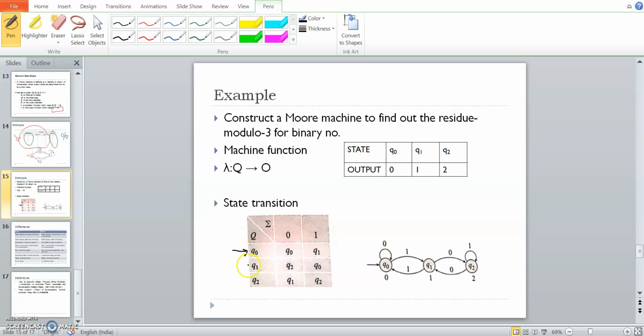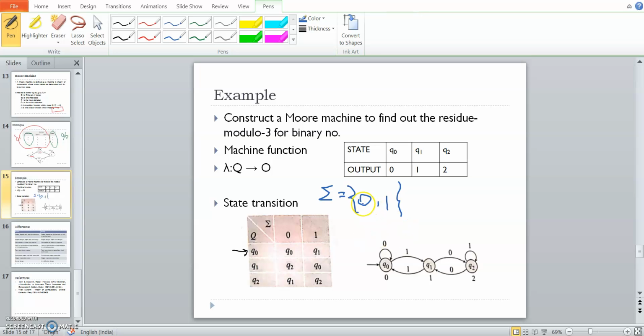Then we move from state to state on reading some input symbol. Suppose I see the first 0 in Q0. So I will stay in Q0; I will not go to the next state. Now, if I get 1, remember that we are using the input alphabet set, which is 0 and 1.